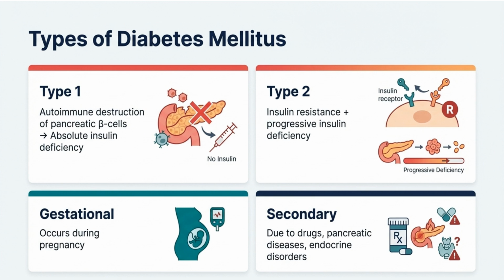The major types of diabetes mellitus include type 1, which is due to absolute insulin deficiency from autoimmune beta cell destruction. Type 2 involves insulin resistance and progressive insulin deficiency. Gestational diabetes occurs during pregnancy, and secondary diabetes is due to other causes like drugs or diseases.